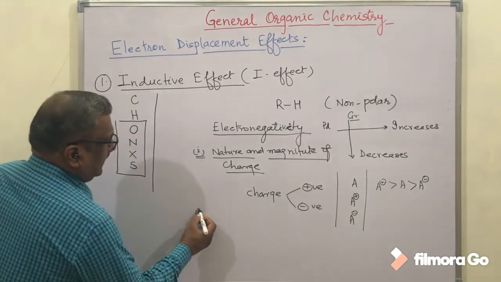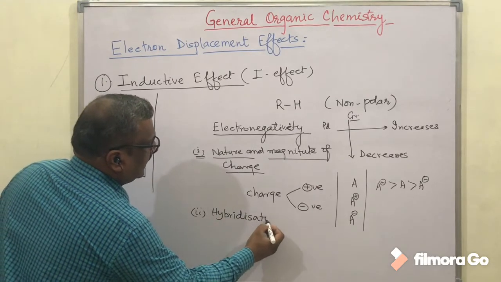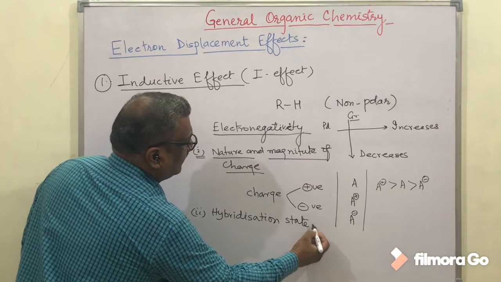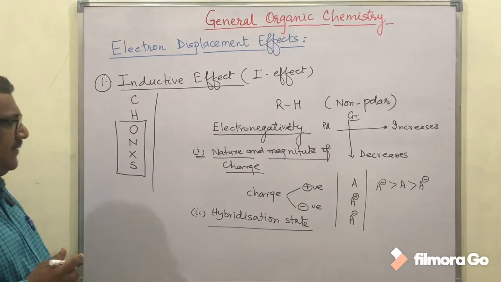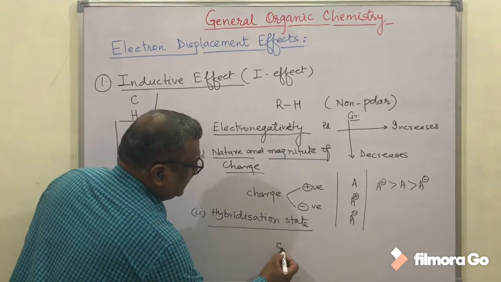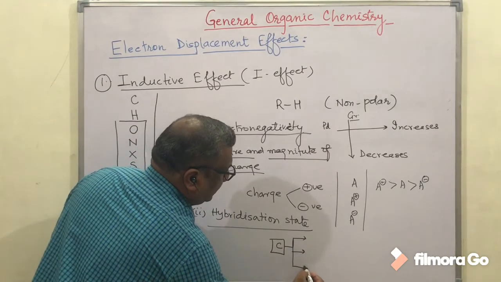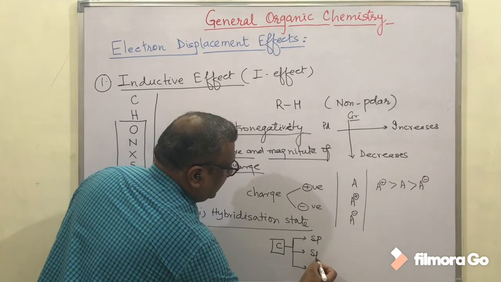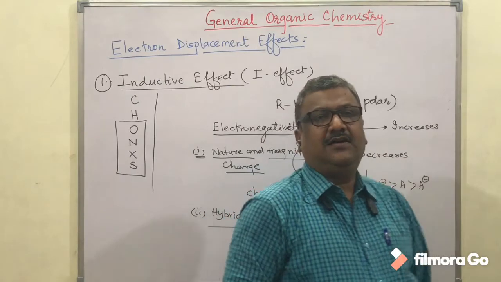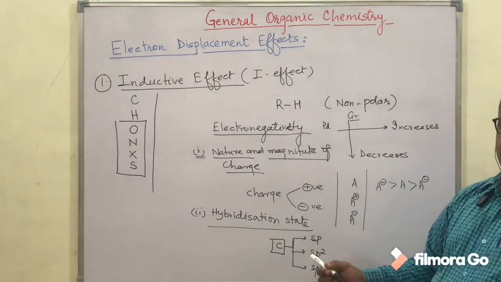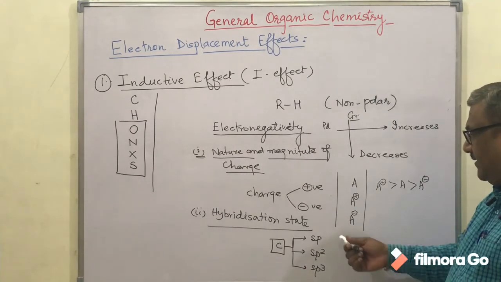Second thing is its hybridization state. Now, in the case of organic compounds, we are more interested in the hybridization of carbon. For carbon, there are three possibilities. It may be sp, sp2 or sp3 hybridized. So sp, sp2 and sp3 hybridized carbon atoms may be there.